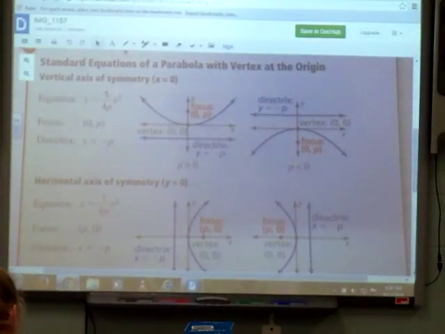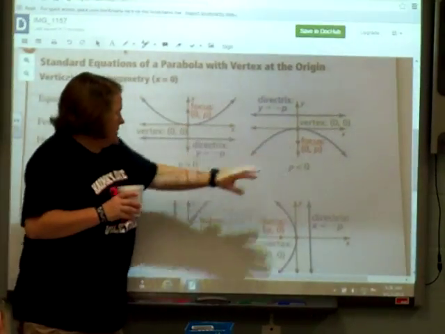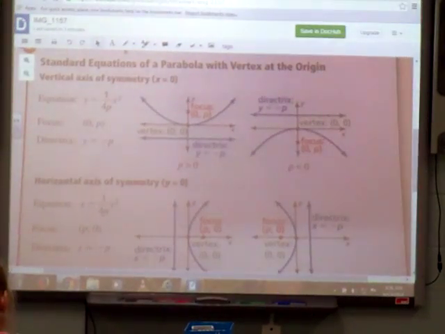Sure, I'm glad I didn't have to draw that. Wait, which ones are these equations for? On the top two, those are the normal U's and upside down U's. So all of this goes with these two. And then the same thing down here, the sideways ones.